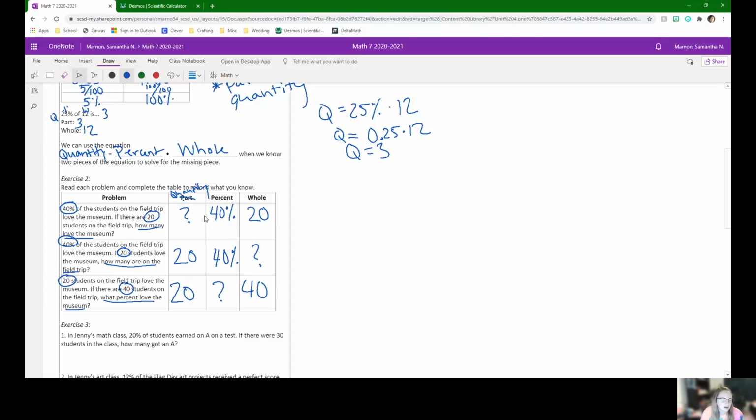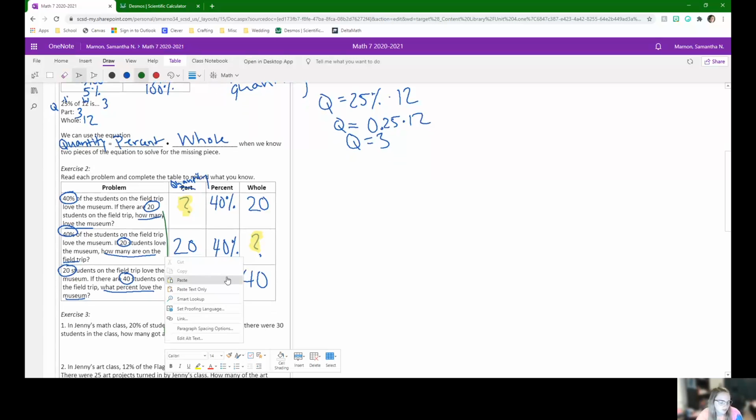So this was just practicing identifying. If you go through and figure out what each of these numbers are using our formula quantity equals percent times whole, you'll get extra credit for that. But let's look at exercise 3. We're going to actually solve some of these problems for exercise 3.